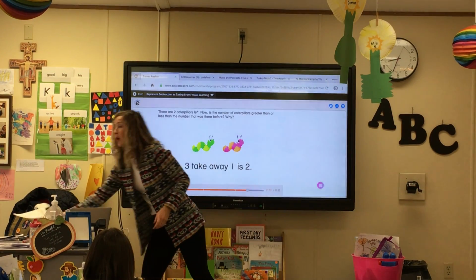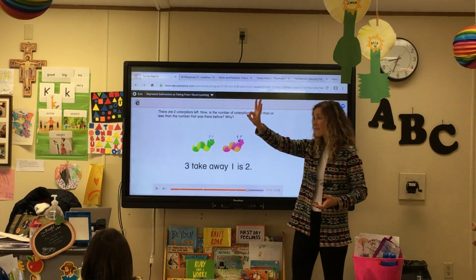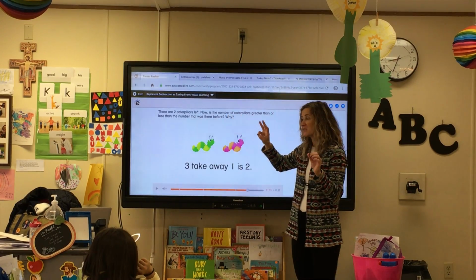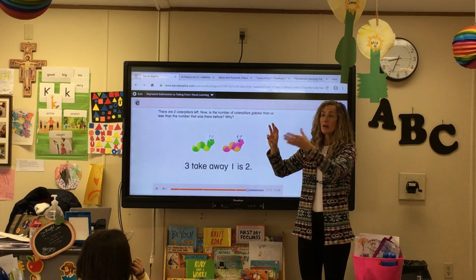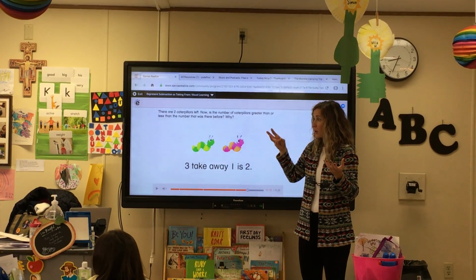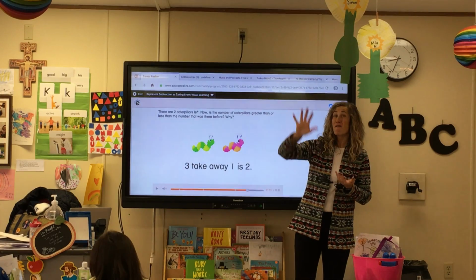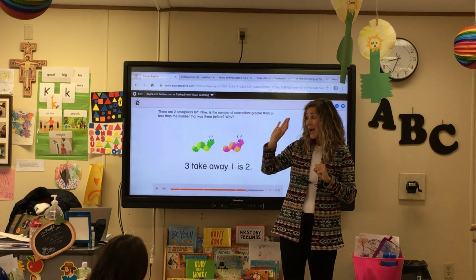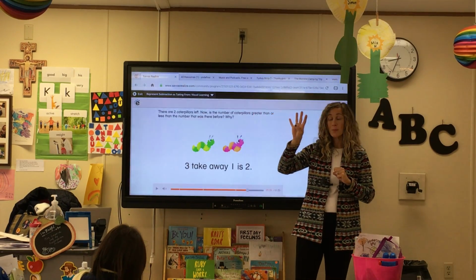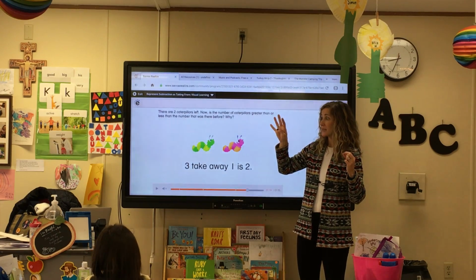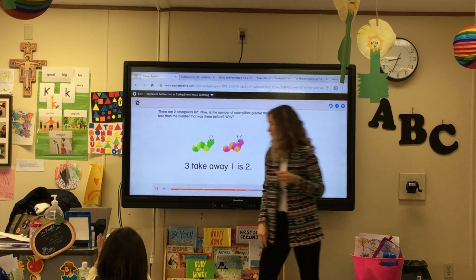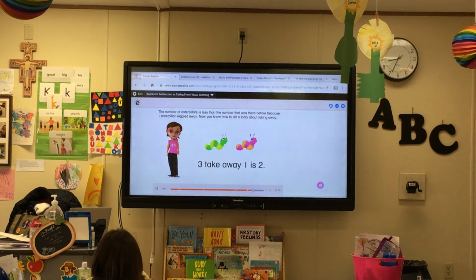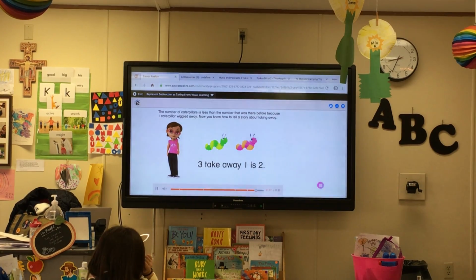Great. Awesome. Okay. So when you have a larger number, but as soon as you hear those words "take away," that means that your number is going to be smaller right away, right? Okay. If you're getting rid of something, then you're gonna have a smaller number, aren't you? Even if I had 5 caterpillars and just 1 wiggled away, I'm taking 1 away, so my number is going to get smaller, isn't it? Okay, so very good. The number of caterpillars is less than the number that was there before, because 1 caterpillar wiggled away.